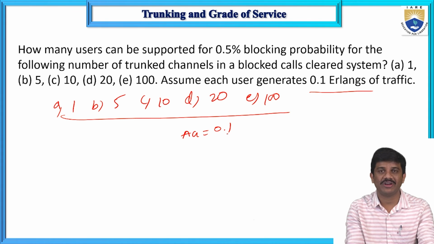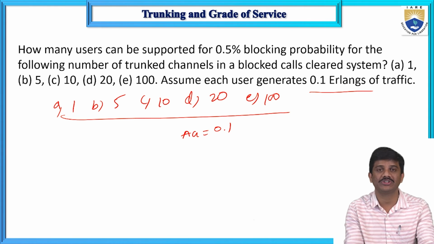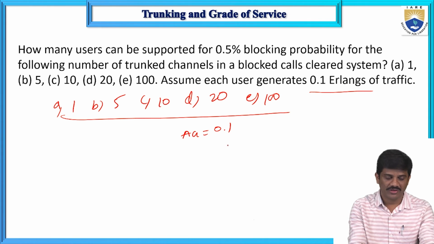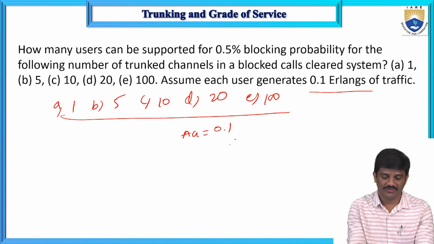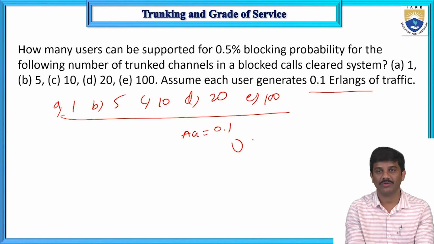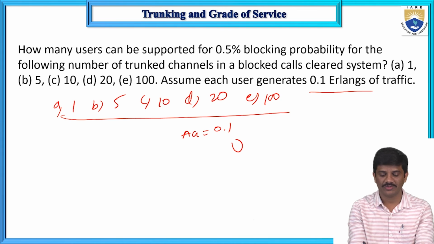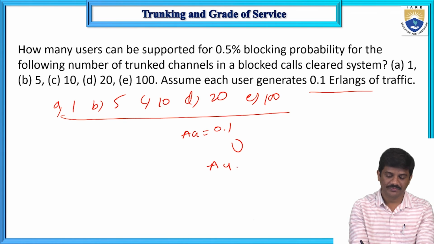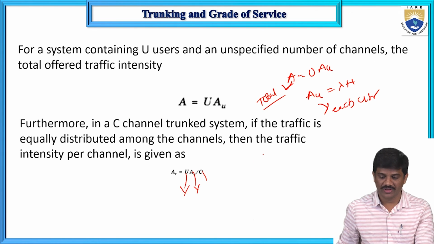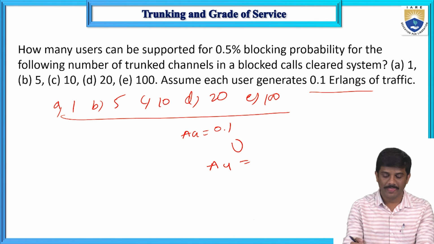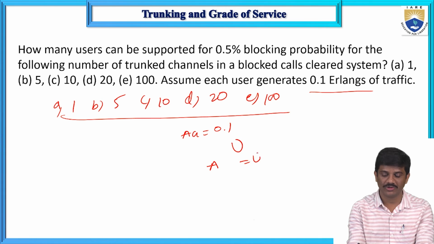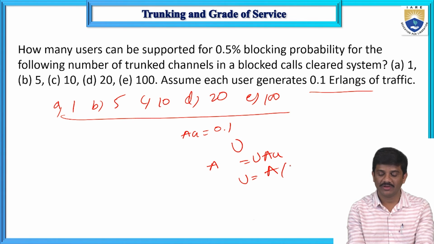Then we can find out how many users can be supported. Here we can find out the U value. How can we find out the U value? From the previous one, A equal to U into AU. From that we can find out U equal to A by AU. Like that we can find it out here.